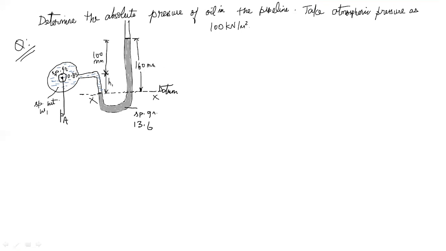Okay. So now, as soon as you identify the datum, you have to just equate the pressures on the left limb of the datum to the right limb of the datum. That is, you have to equate the pressure at this point to the pressure at this point. Okay. So let us calculate the pressure at the left limb of the datum.